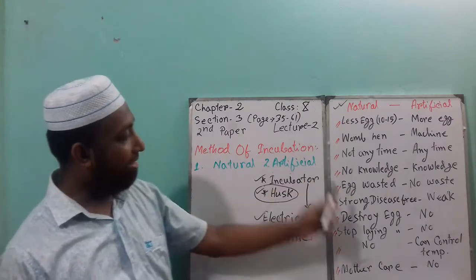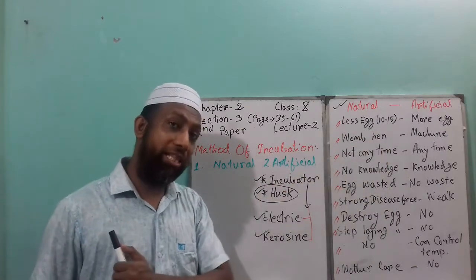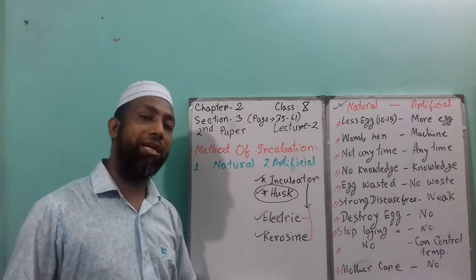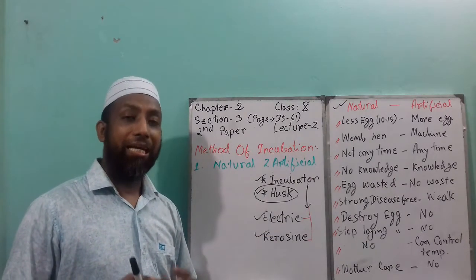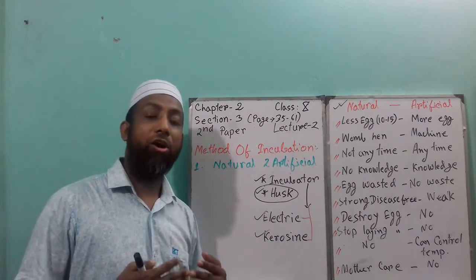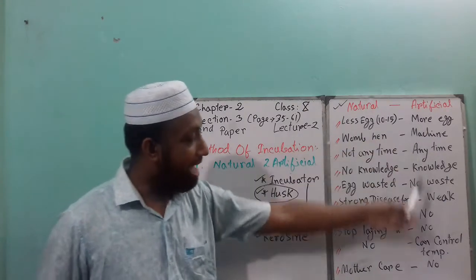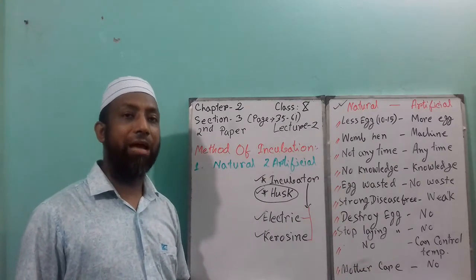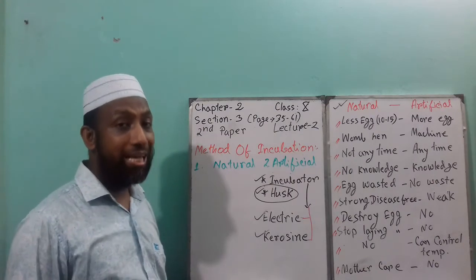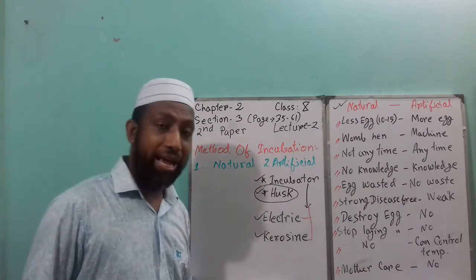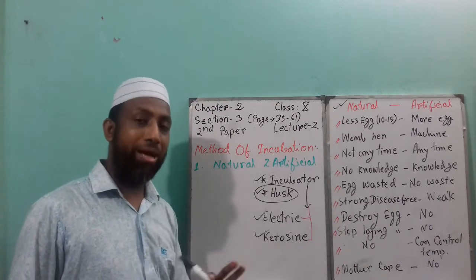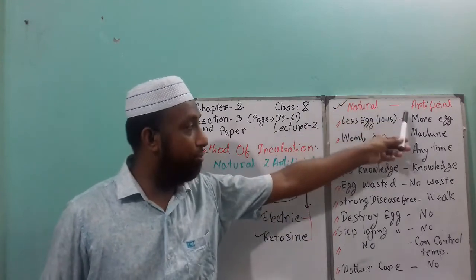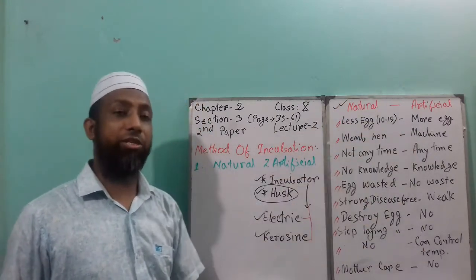Next point is mother care. The most important thing here in the natural method is that the baby chicken after hatching can be taken care of by its mother. But in the artificial method there is no mother care after hatching. But nowadays, when farmers do commercial farming, they definitely use the artificial process.